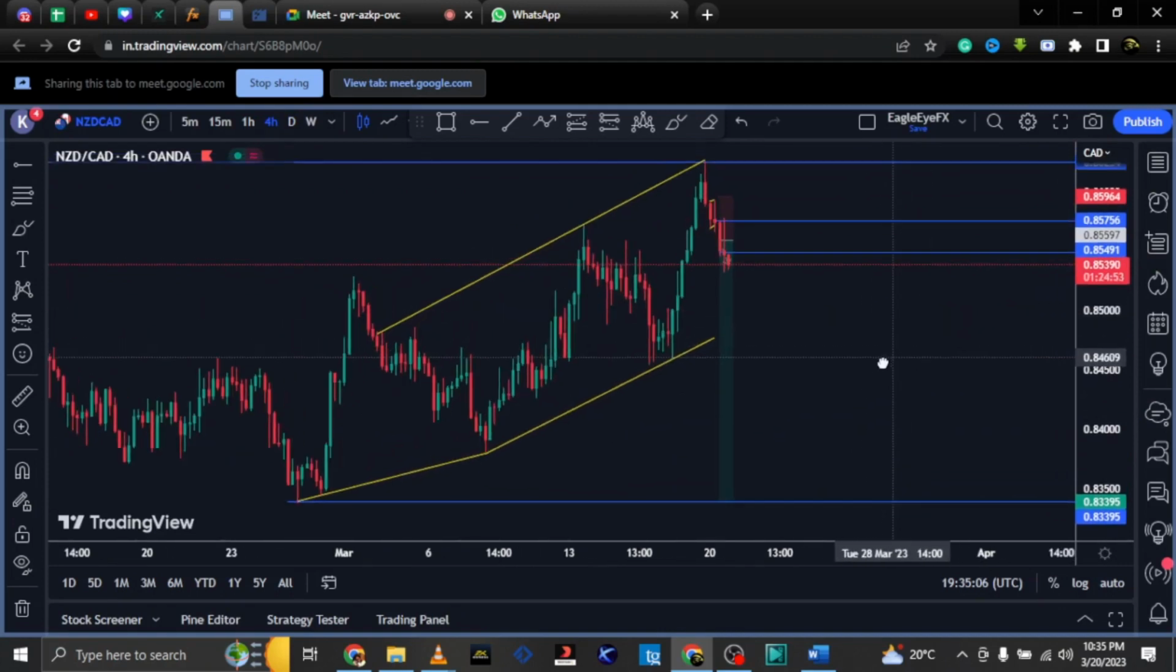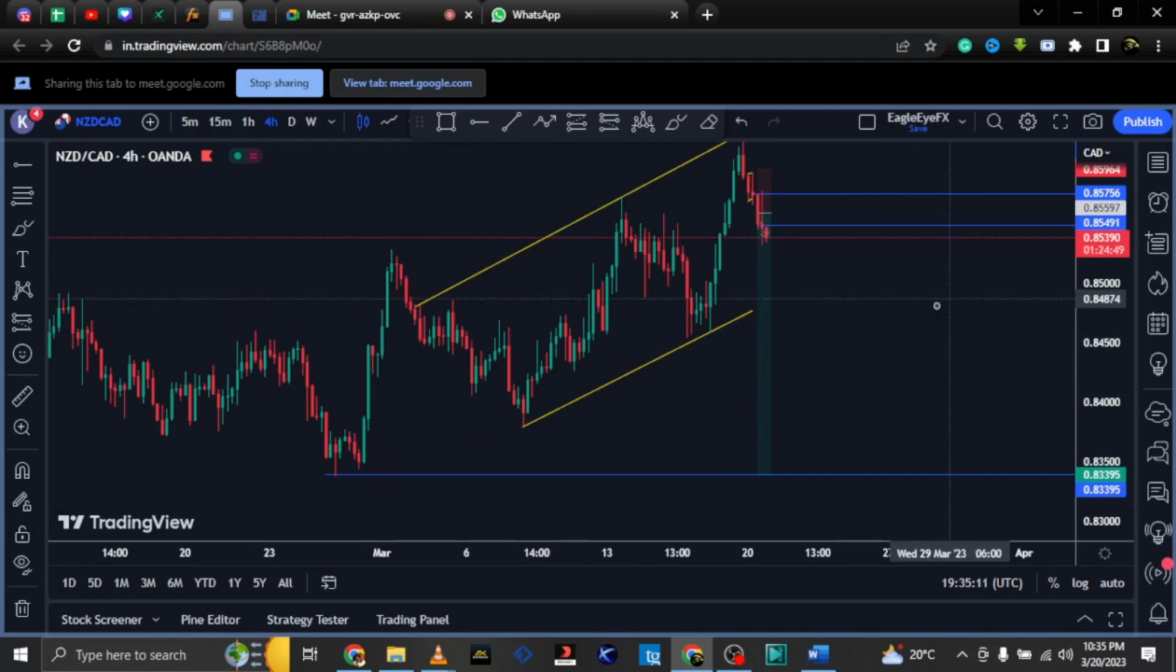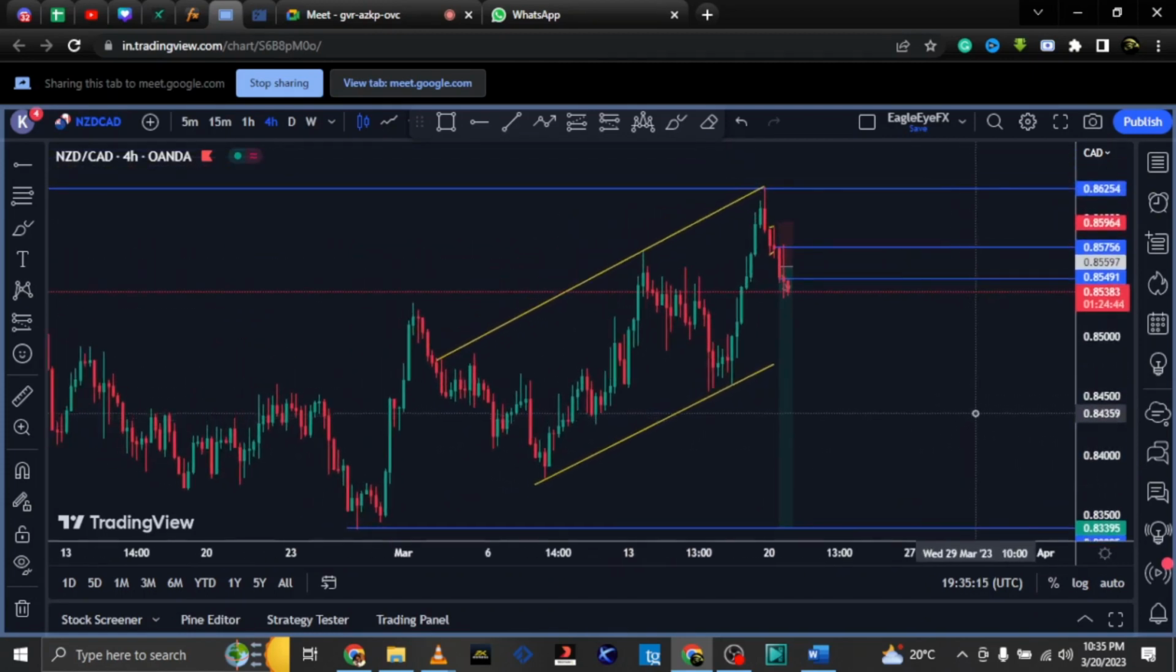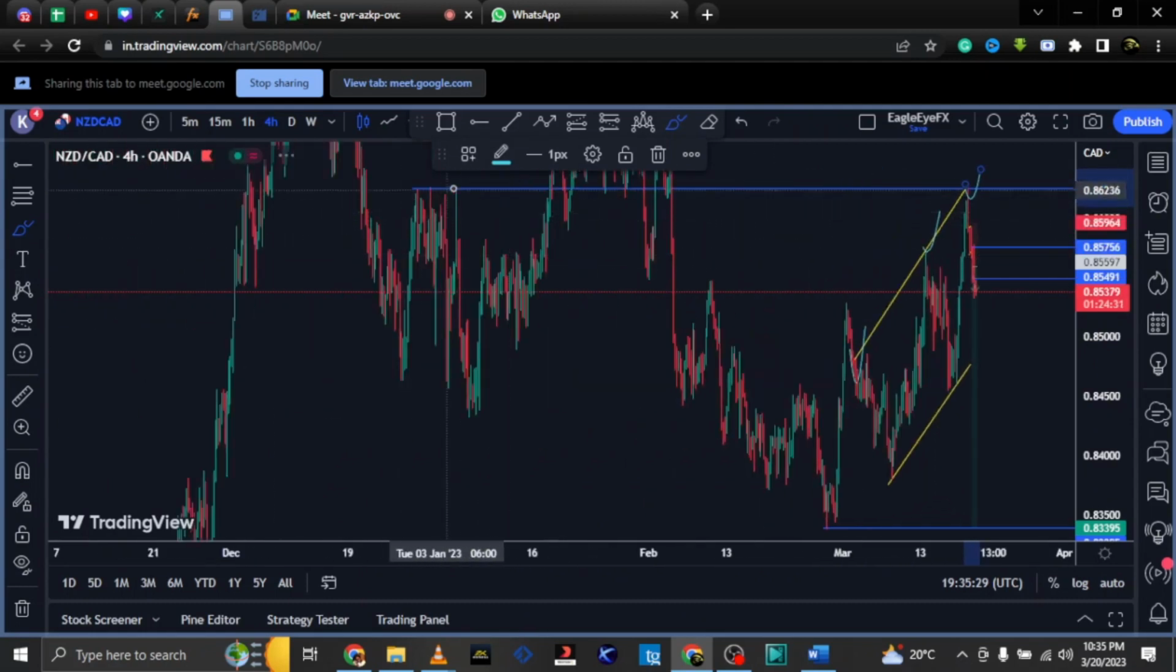This is actually the structure, let me take this one out so that you can see it clearly. So this is a structure that I saw on NZD CAD, and of course if you start with the confluences, we have 1, 2 and 3 touches. And the reason why I have this trend line over here is because of this. I don't want to ignore this high. These are very sensitive areas in the market, whereby we saw the market being rejected and moving to the downside.